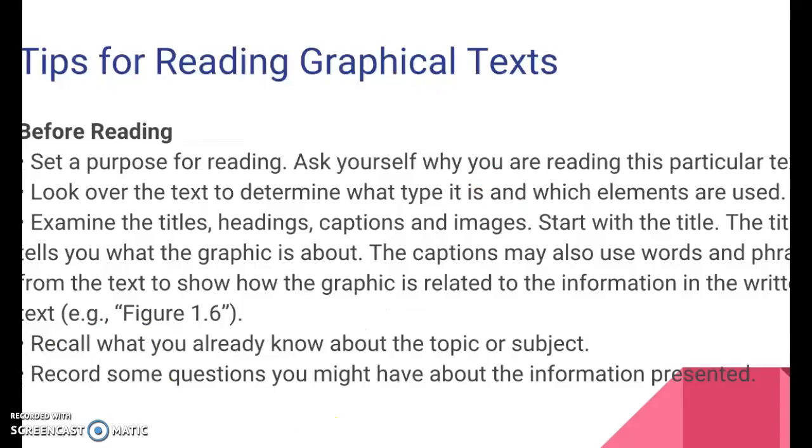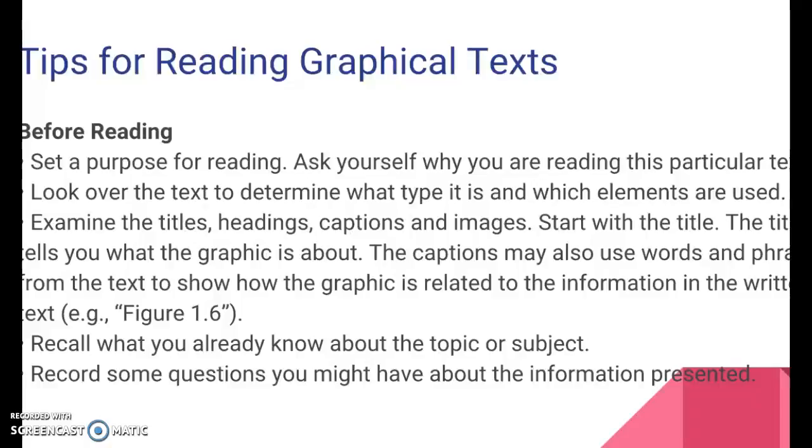Before reading, you might set a purpose for reading. Ask yourself why you are reading this particular text. Look over the text to determine what type it is and which elements are used. Examine the titles, headings, captions, and images. Start with the title. The title tells you what the graphic is about. The caption may also use words and phrases from the text to show how the graphic is related to the information in the written text.